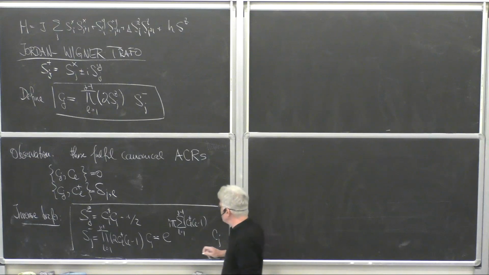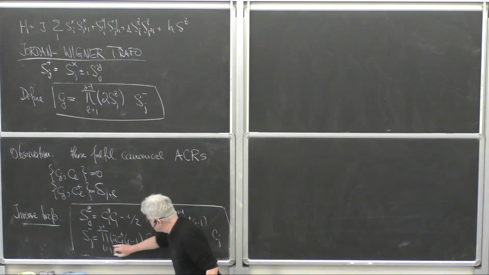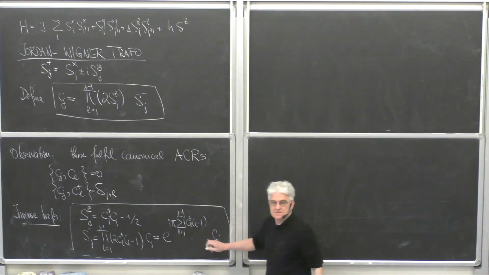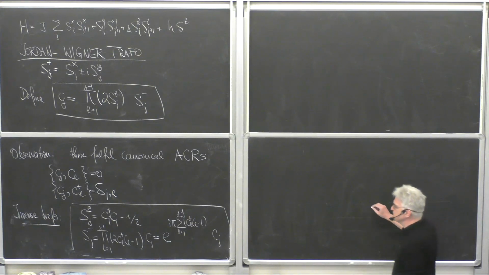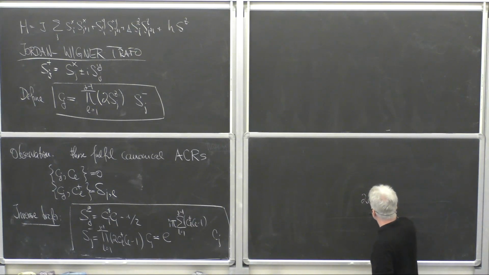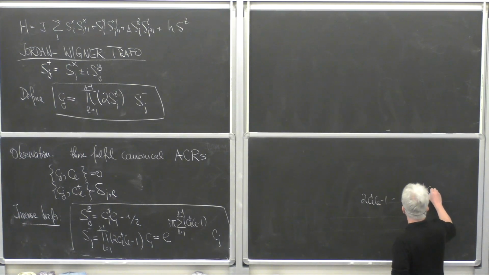Okay, just a quick question. How do you see that this, well, it's called the Jordan-Wigner string operator, is equal to this? So how do you see that 1 − 2 C†_l C_l is the same as e to the iπ C†_l C_l?